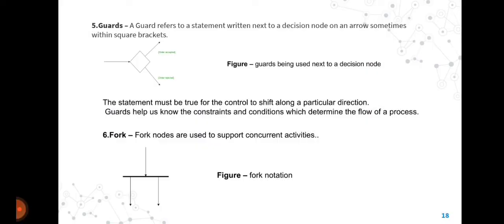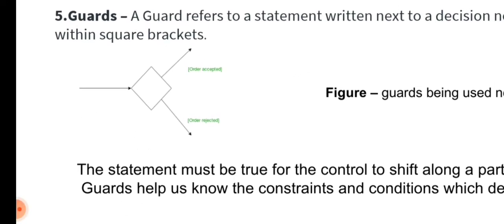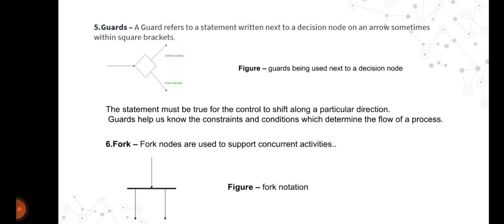Next one is guards. A guard refers to the statement written next to the decision node on an arrow, sometimes within square brackets. Guards are placed next to the decision nodes. This is the figure for guard. The statement must be true for the conditions to shift along a particular direction. Guards help us to know the constraints and conditions which determine the flow of processes.